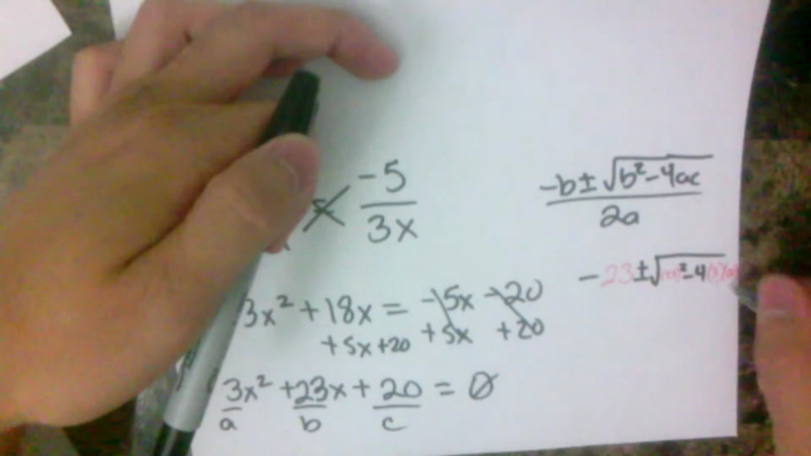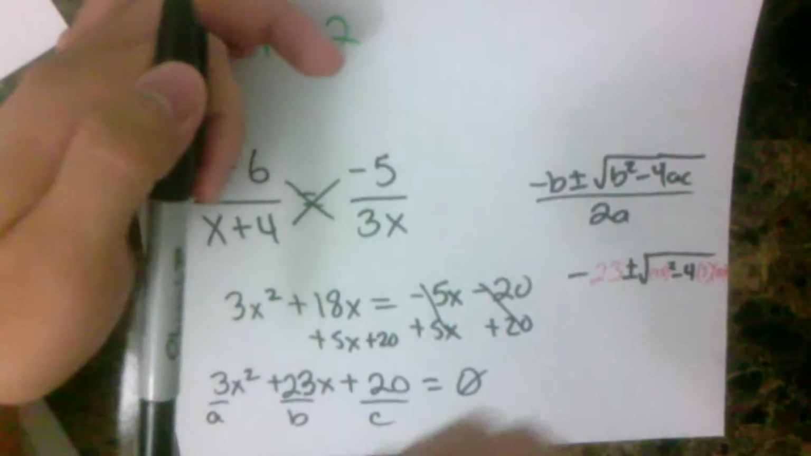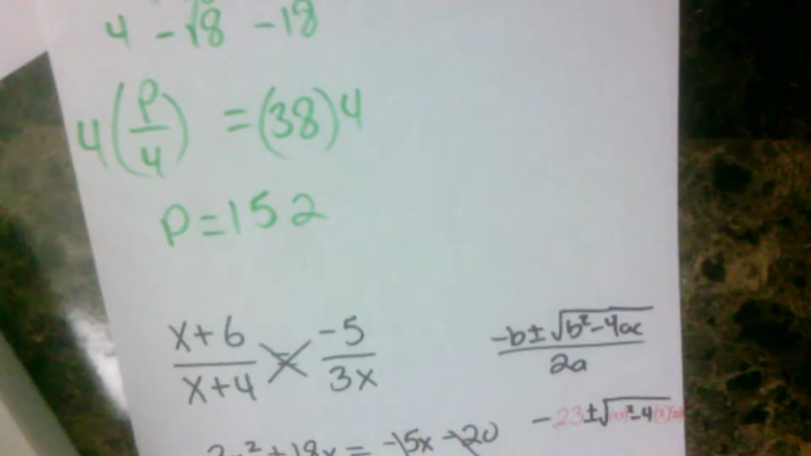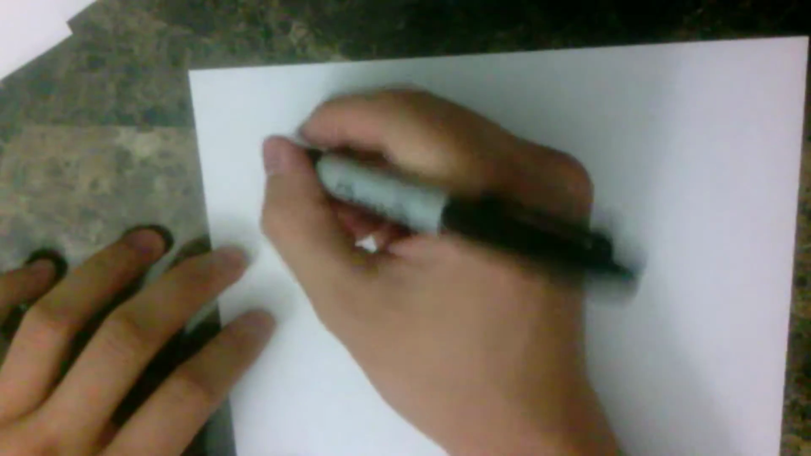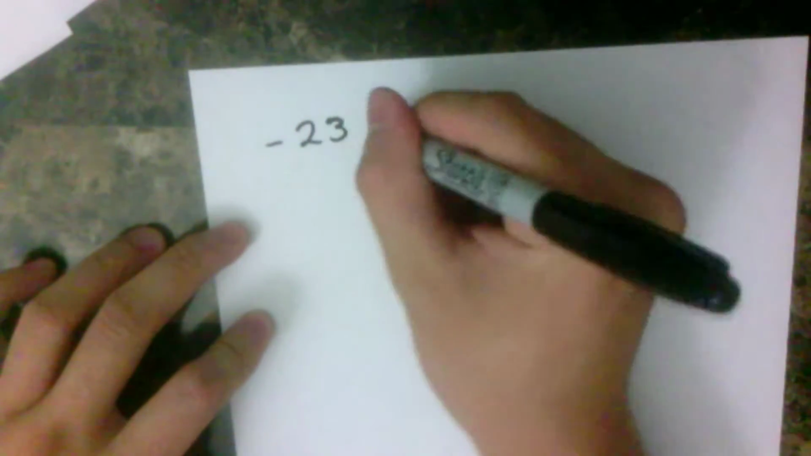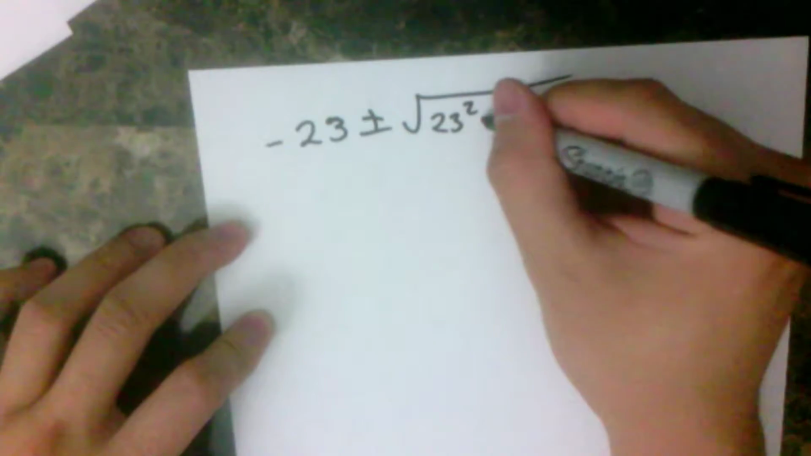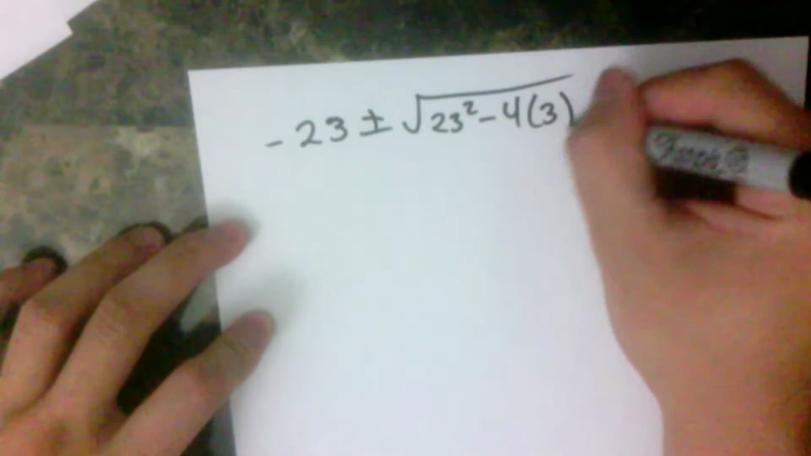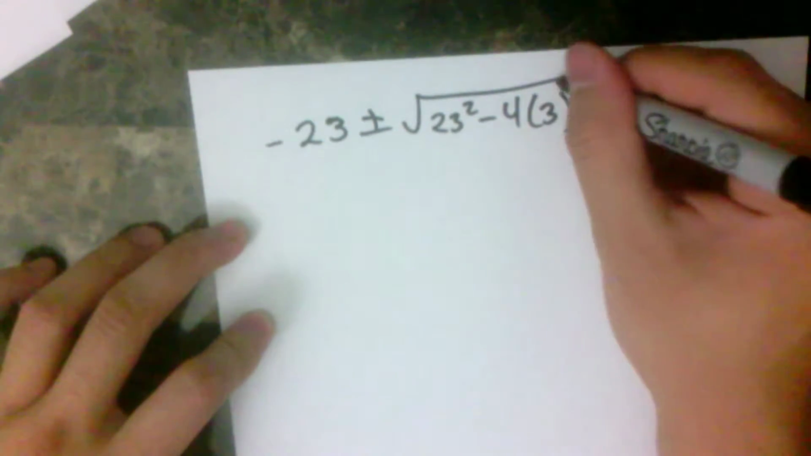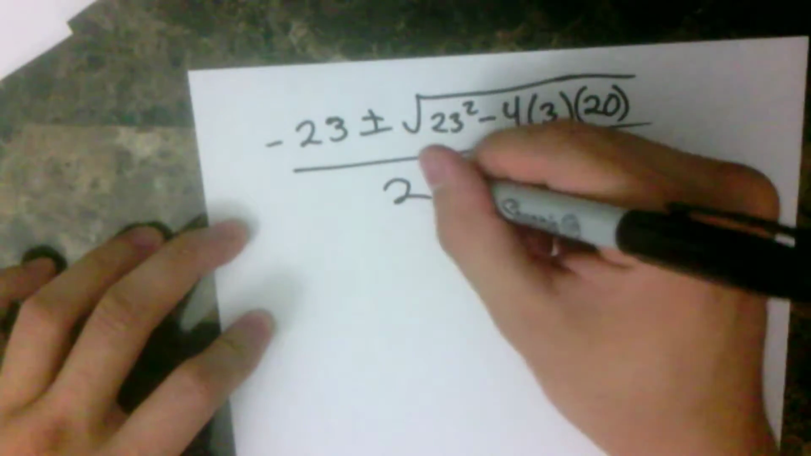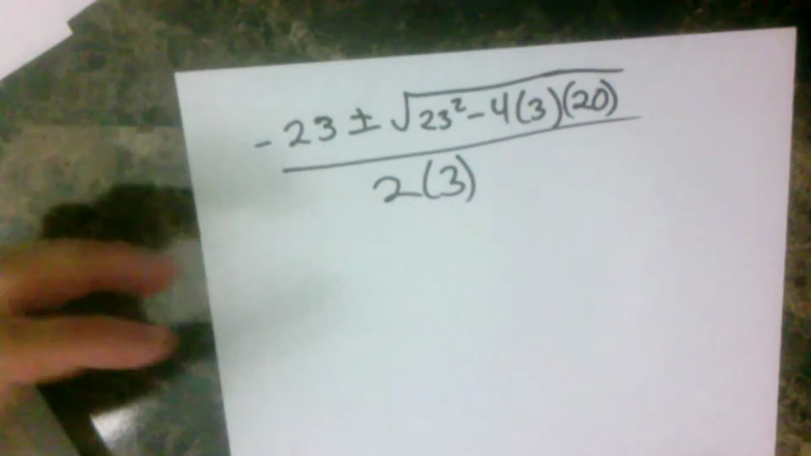I'm running out of room here, so I'm going to continue this on another sheet of paper because right now it's too small for you to see. One second. Let me rewrite that really quickly. Negative 23 plus or minus the square root of 23 squared minus 4 times 3 times 20, and then all over 2 times a, or 3.